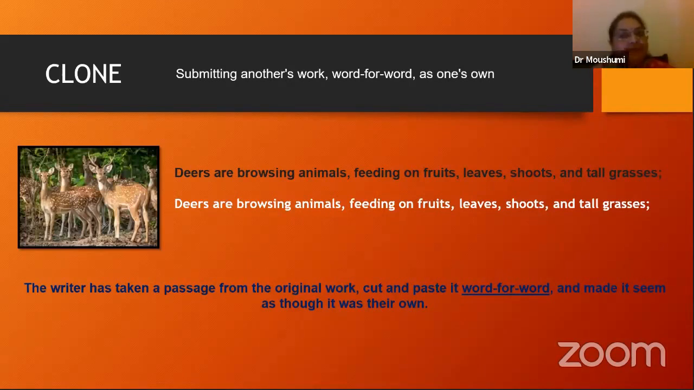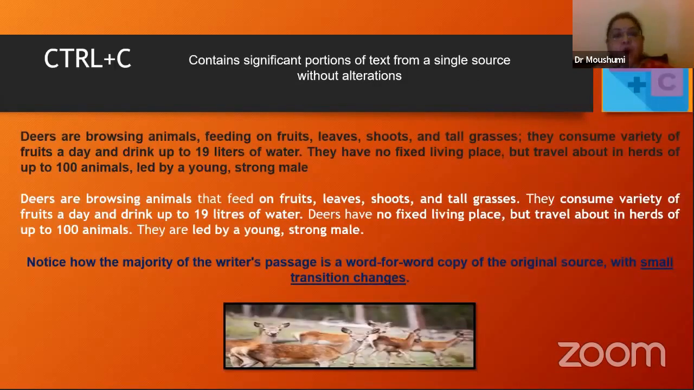For example, in black, I've written the actual, and in white, I've written the plagiarized one. Deers are browsing animals, feeding on fruits, leaves, shoots, and so on. You write the same thing in a different color. Deers are browsing animals, feeding on fruits, leaves, shoots, and so on. So what are you doing? You're just cutting and pasting word to word. It is definitely plagiarism.